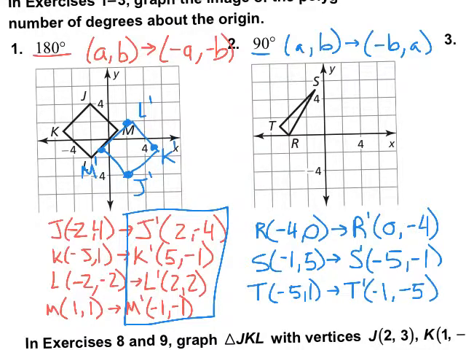So then I just need to graph my prime pieces. So 0, negative 4. Oh, no, I did that wrong. Whoops. 0, negative 4 is going to be down here. Negative 5, negative 1 is left 5 down 1. So here's my R prime, here's my S prime, and then T prime is negative 1, negative 5, so all the way down here. There's my T prime. So then there is my new shape.